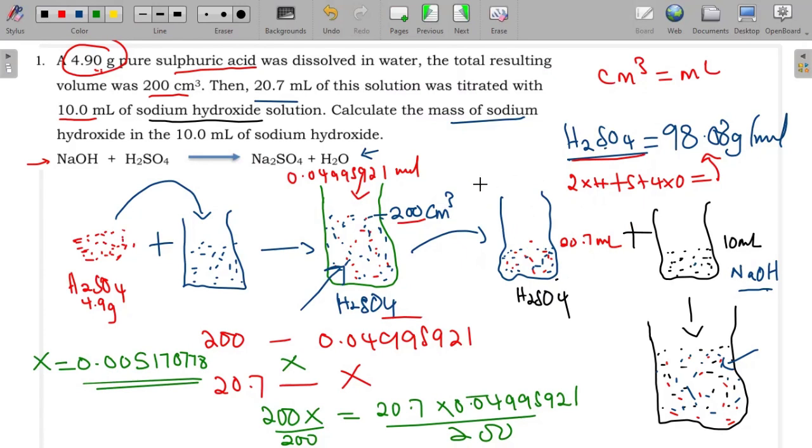So these moles will be in this 20.7 mL. I'll just write these moles on top here: 0.005170778. These are the moles that I have in here. So these are the moles that are going to react with the 10 mL of the what? The sodium hydroxide.